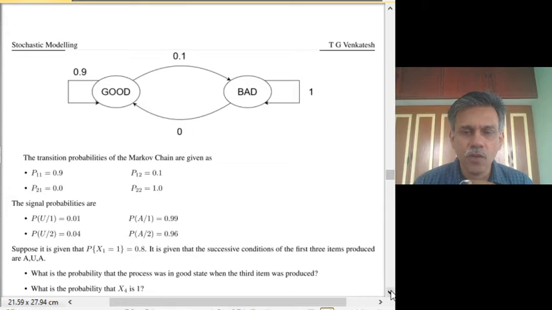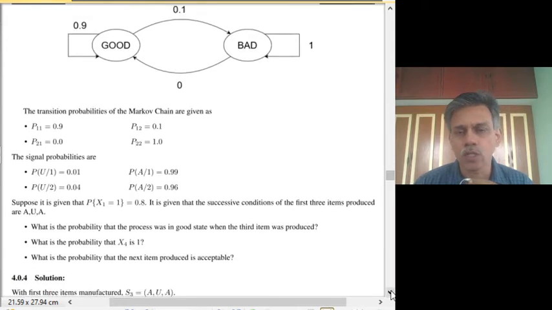Then we would like to ask the following questions and answer them. These are the typical questions one would be interested in asking. Before posing the questions, we will assume that we have run the machine for 3 hours, or 3 unit times, and 3 items have been manufactured, and we have noted down the nature of the items as acceptable or unacceptable. Let us say in a particular realization we have got 3 items of the following kind: acceptable item followed by an unacceptable item followed by an acceptable item.